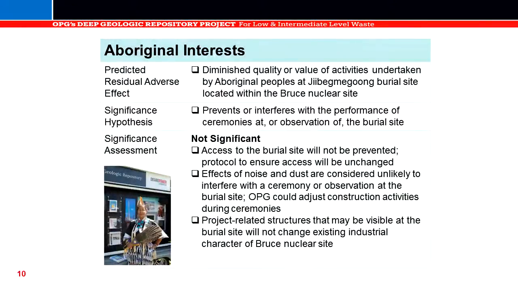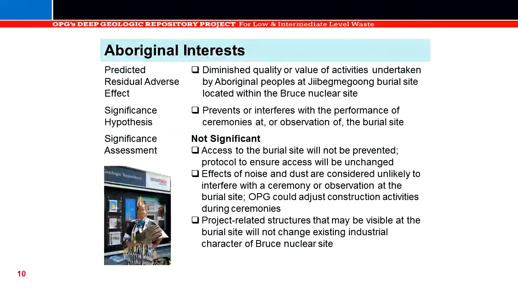Turning now to Aboriginal interests, the DGR project is predicted to have an adverse effect on Aboriginal heritage resources. The effect is a diminished quality or value of activities undertaken at the Jebegmagoon burial site, which is located on the Bruce nuclear site more than a kilometer to the southwest of the DGR project. There are no absolute effects thresholds in literature to use when evaluating the diminishment of quality or value of ceremonies.